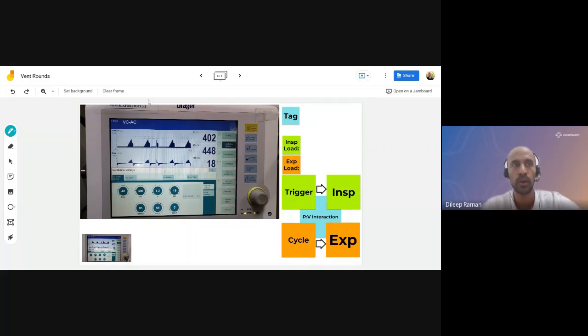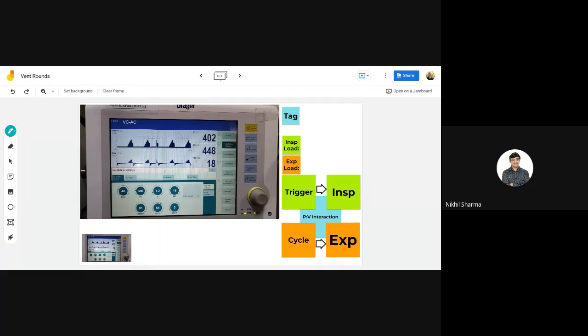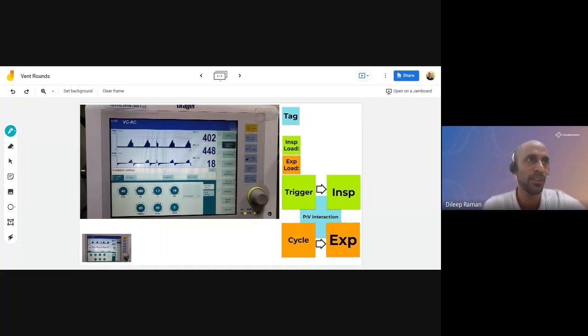Does anyone want to volunteer? Someone from my team can chip in. Don't worry, there are no right or wrong answers. Well, there are right or wrong answers, but you can try. Let's see who's here. Nikhil, you want to try? Yeah, let's try this one. It's a little bit of a tough one, so go for it. Okay.